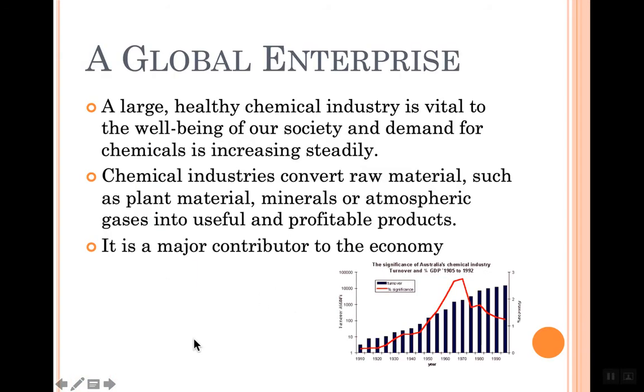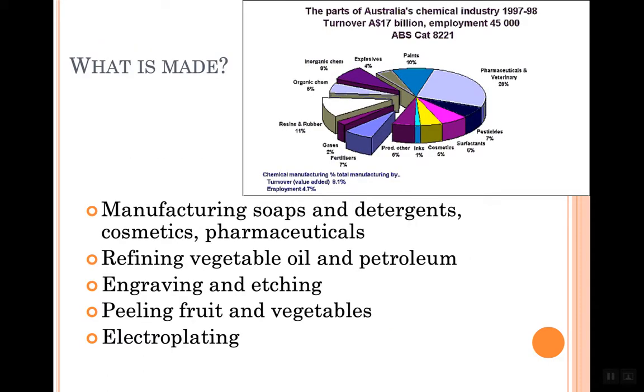Now, why do we care about the chemical industry? Well, we care about it because it's important, because it takes raw materials, things that are dug up from the ground, gases we take from the atmosphere, things that plants make, and it converts them into stuff that are useful and are profitable. It's also a major contributor to the economy. Okay, and this little graph down here shows you its turnover and what percentage significance it has. So slightly on the decline in terms of significance, but more and more is being made.